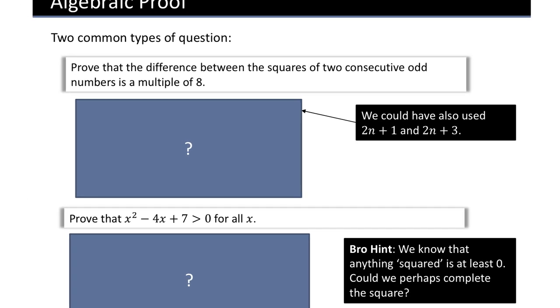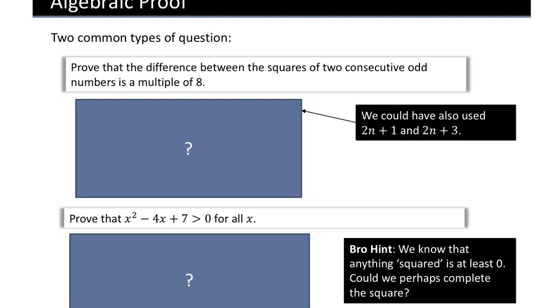So now we're moving into what will be in Pure 2. A little bit of Pure 2, but sometimes the questions are slightly harder. So, we have to prove the difference between the squares of 2 consecutive odd numbers is a multiple of 8. And prove that x squared minus 4x plus 7 is greater than 0 for all values of x. So number 1 is more like what you would see in GCSE. Number 2 is more of what we're going to see in Pure 2.